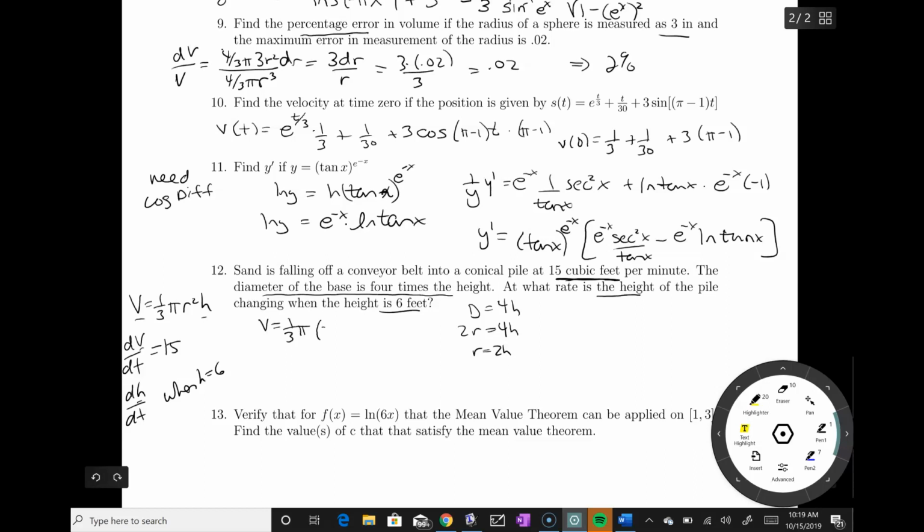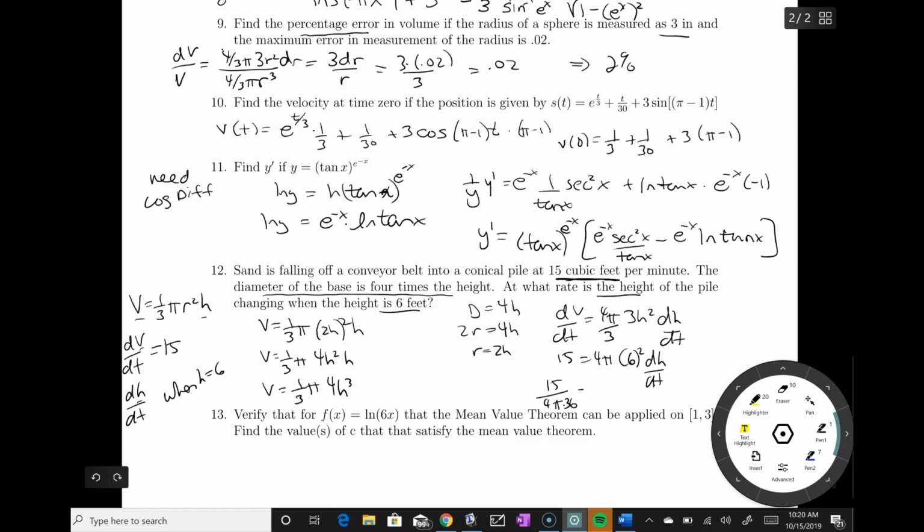So I need to get rid of r with that information first. Take and replace r with 2h, and then fix it first. So I get 4h squared, so 1/3 pi 4h cubed. Now I'm ready to take the derivative. So dV dt will equal 4 pi over 3 times 3h squared dh dt, and plug all the information in. So 15, 4 pi, and 6 squared dh dt. So 15 over 4 pi times 36 is dh over dt.